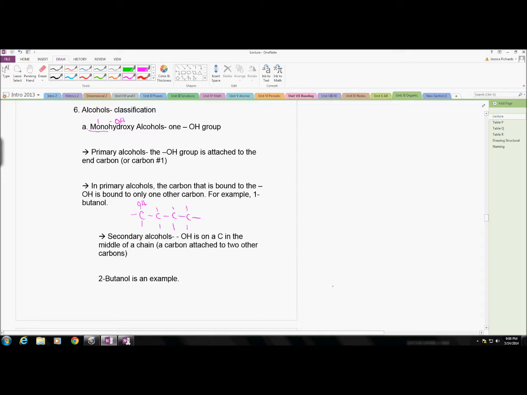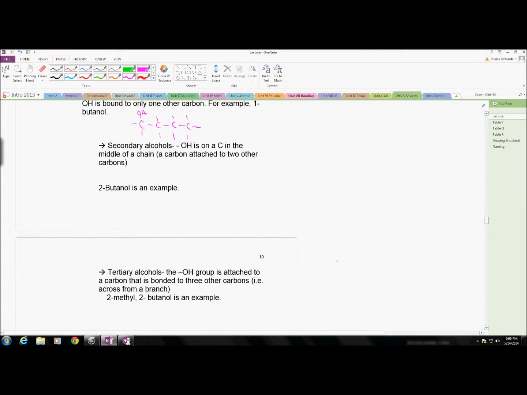In secondary alcohols, the OH group is attached to a carbon somewhere in the middle of the chain, so the carbon is attached to 2 other carbons. These are going to be the ones with numbers, so 2-butanol. Now it's important that you count the carbons. Second carbon in, put your hydroxyl group, and then hydrogens.